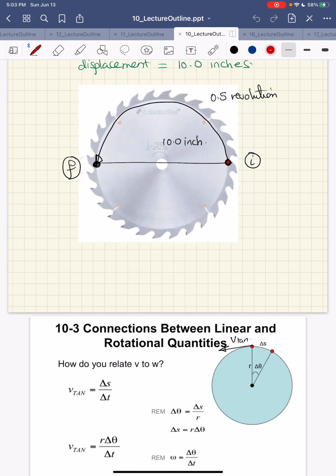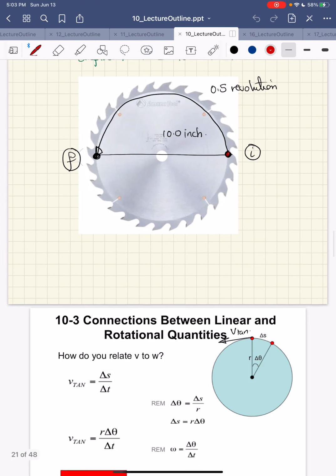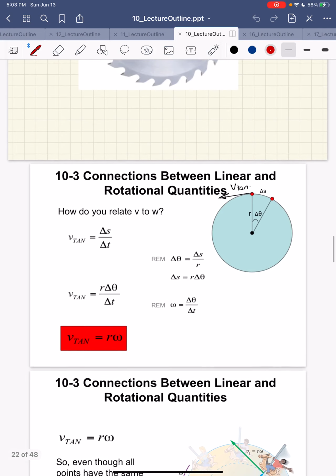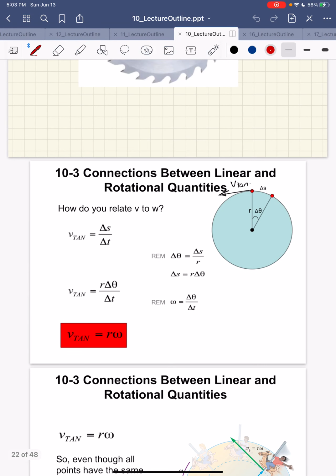Part of chapter 10. And here we are talking about the relation between linear and rotational quantities. For example, you are giving me the rotational quantities and I want to find the linear, or you are giving me the linear and you want to get the rotational.